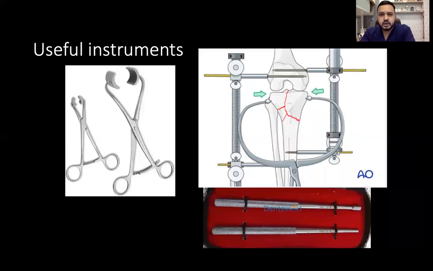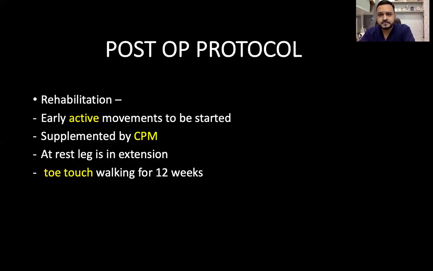Instruments are very important. You need to be aware of these instruments. These are very handy. These are the bony clamps. Femoral distractors have to be kept ready. Bony punches are used to punch out fragments from their displaced place. These small clamps are also useful. You need to order them preoperatively.